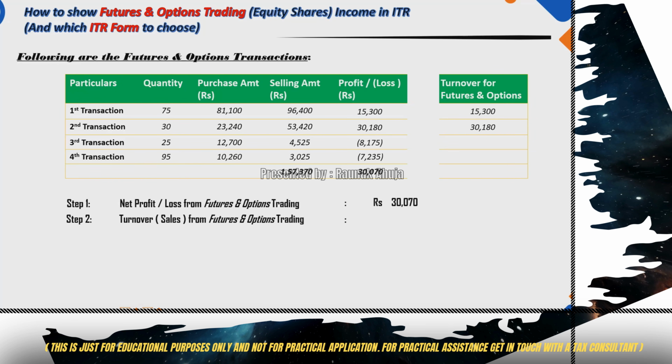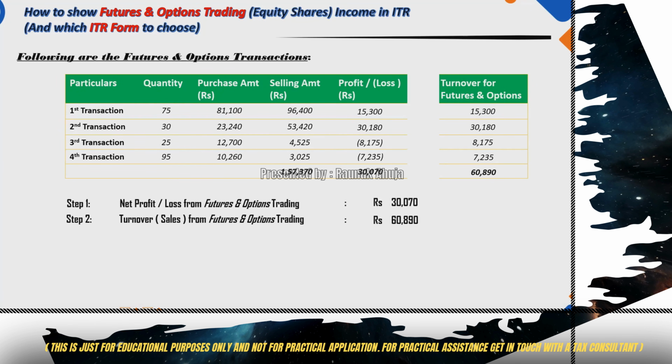Now, in case of third transaction, here again, the turnover would be the absolute value of the loss that was incurred. This means the turnover for the third transaction would be 8,175. This means we'll be simply ignoring the negative sign. In the same way, for the fourth transaction, the turnover would be 7,235. Here again, we ignore the negative sign. And thus, the turnover for futures and options would be rupees 60,890. Accordingly, the answer to step 2 would be 60,890.